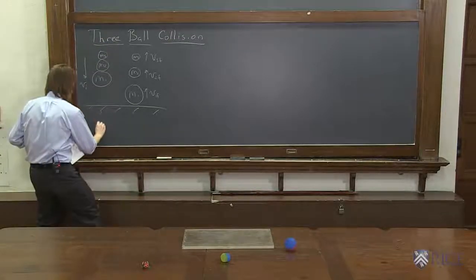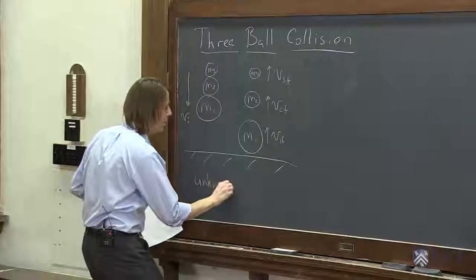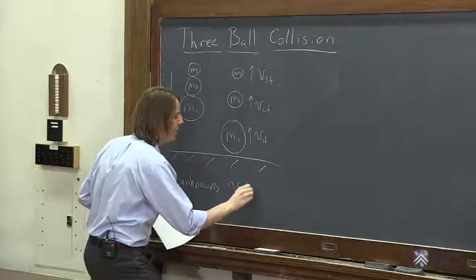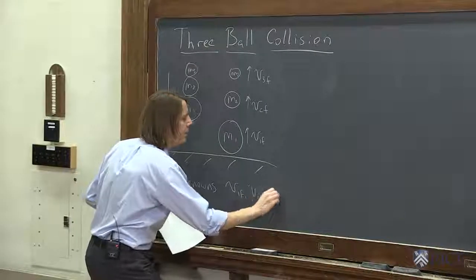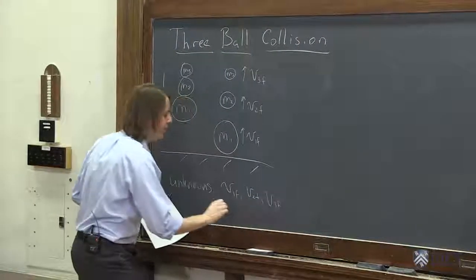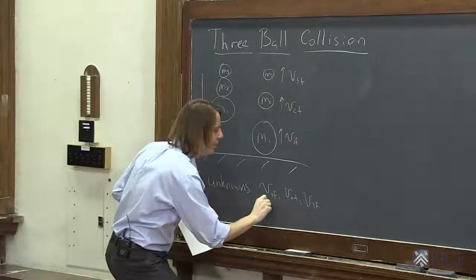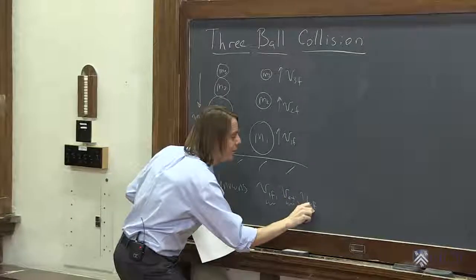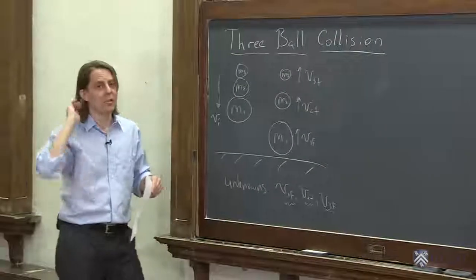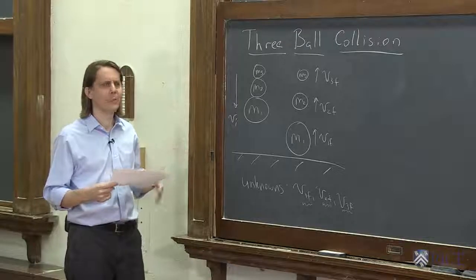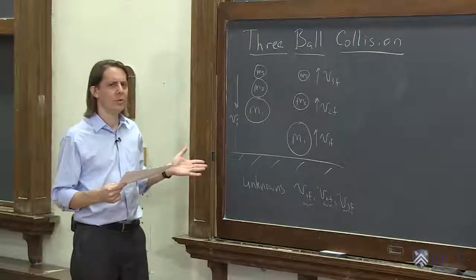Our unknowns are what? Well, they're the final velocities: V1 final, V2 final, and V3 final. We have known initial velocities, we have known masses, we have unknown final velocities, and we have 3 of them. And how many equations do we have? Only 2, right? We have conservation of momentum and conservation of energy. So we have to figure out what to do.